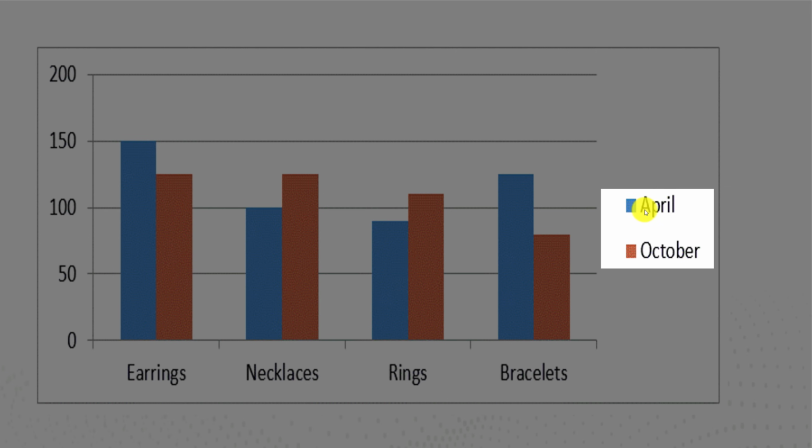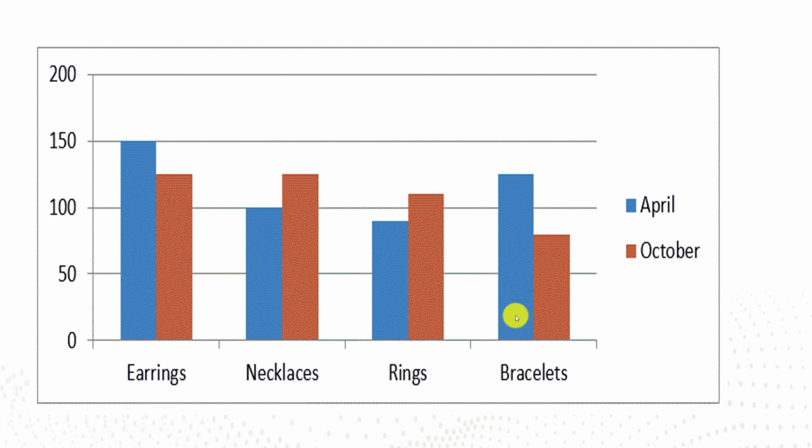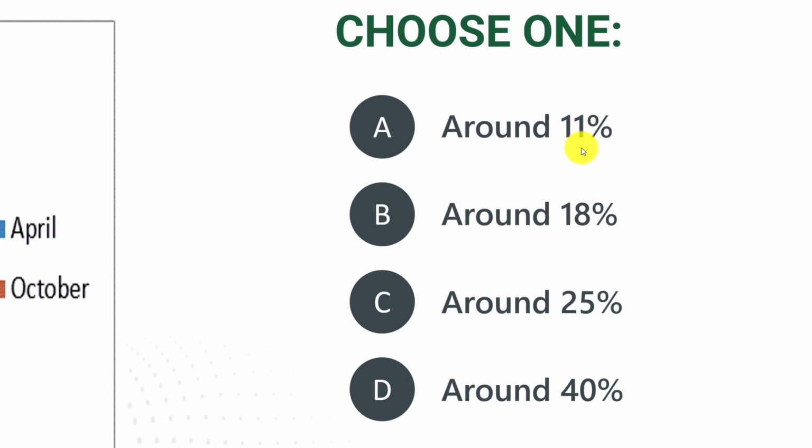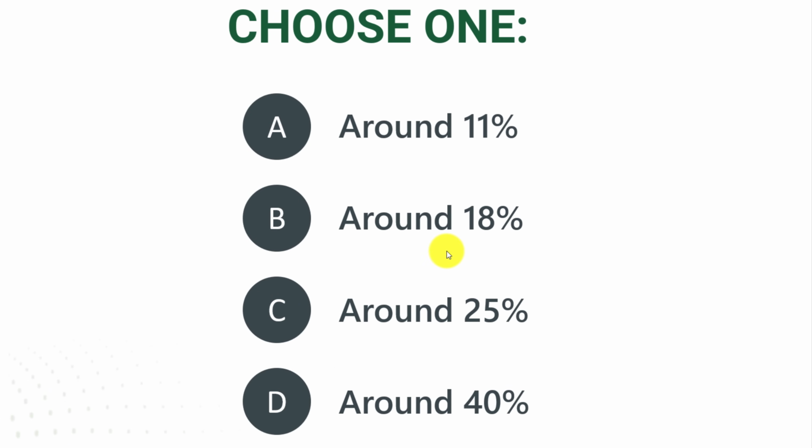Blue bar represents April sales for different types of jewelry. And orange bar represents October sales for the same jewelry. For example, for bracelets, April sales are approximately 125 items versus October sales are approximately 80 items. You have 4 choices to answer this question. Choice A around 11%, choice B around 18%, choice C around 25%, or choice D around 40%.